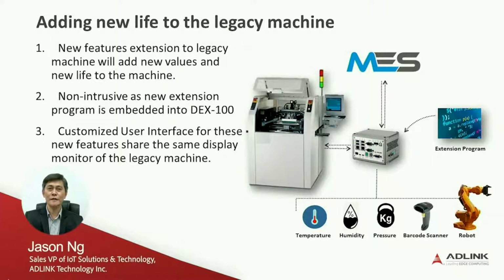Adding new features will extend the lifespan of the legacy machine, which otherwise may need to be scrapped as it may not meet the customer's new process requirements. The biggest challenge is that the SI is not allowed to add new programs to the existing machine controller. But with DEX100, you can extend new features by adding sensors, actuators, and programs to DEX100, then interface DEX100 with the legacy machine through VGA, mouse, and keyboard signals.